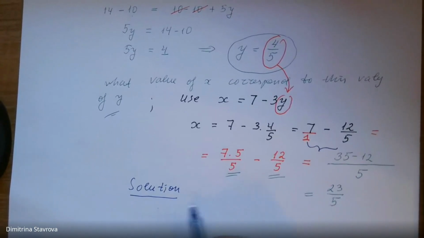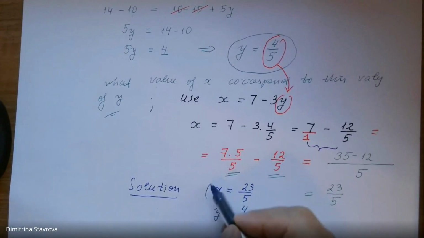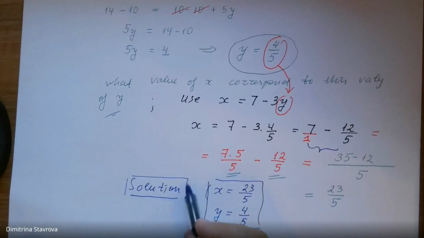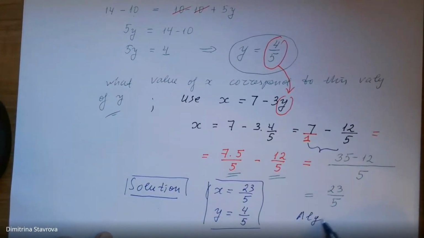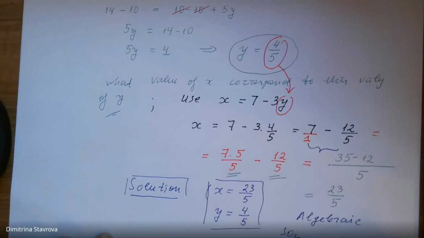Hence, the final solution to our system will be x equals 23 fifths and y equals 4 fifths. This will be our final solution. And this is the algebraic solution of the system.